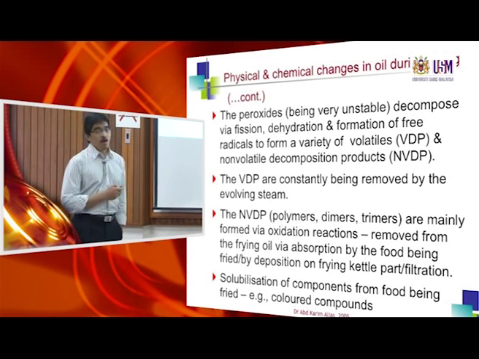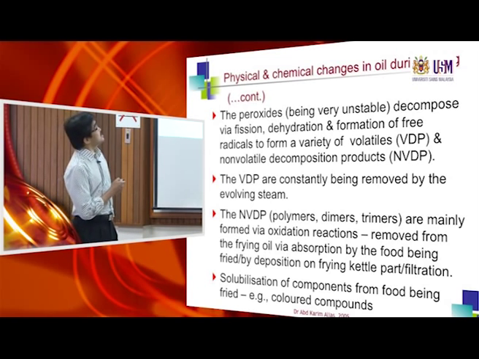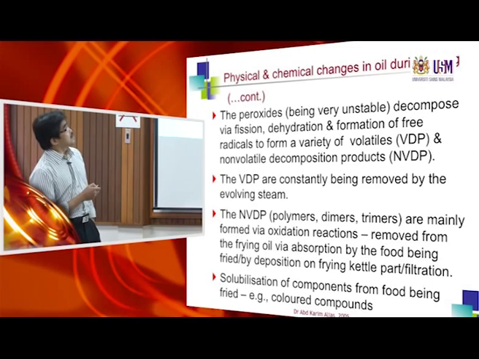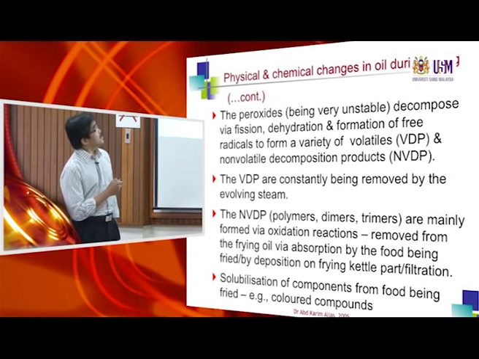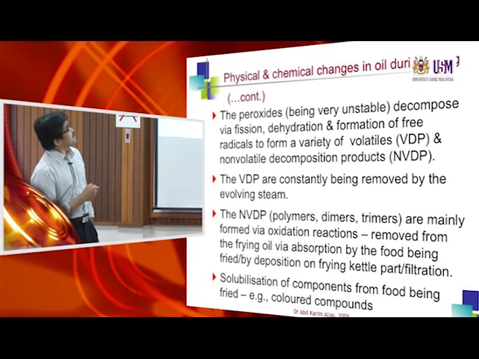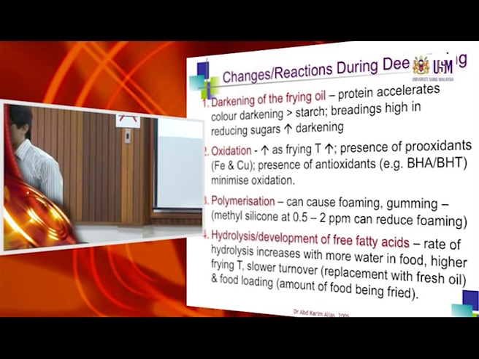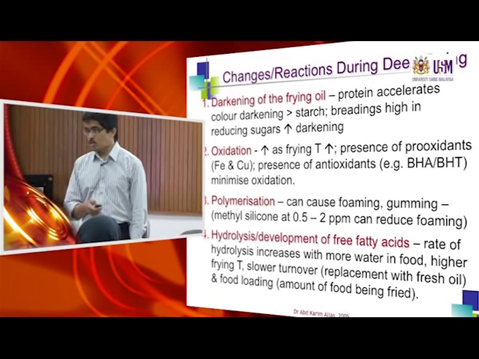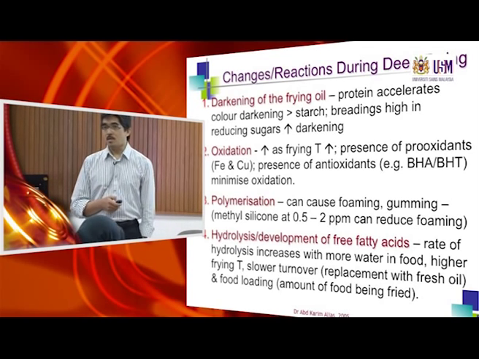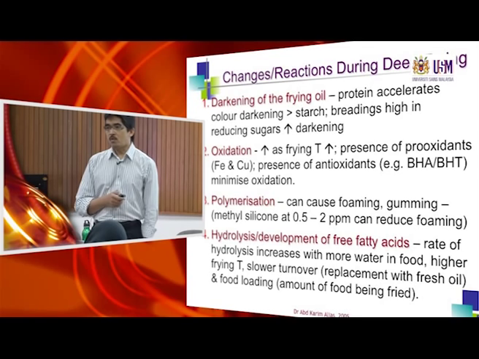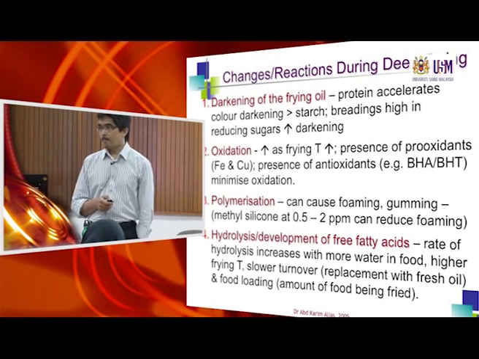As we use the oil more and more, the oil gets darkened because of the protein from the food, the breadings and whatnot that we use. So we get the browning reaction, which causes an increase in darkening. To reduce oxidation, most oils in the market now have added synthetic antioxidants, BHA, BHT. Very strong, powerful, effective antioxidants. Okay?